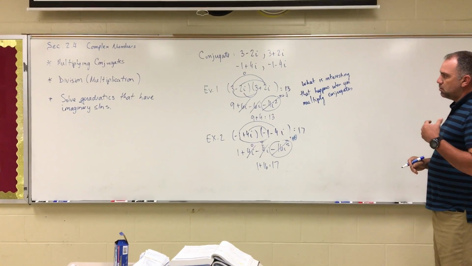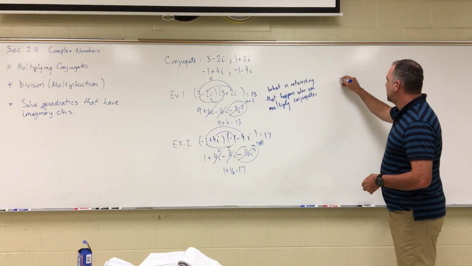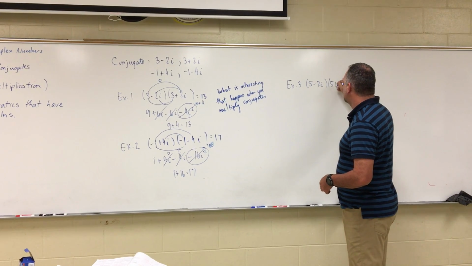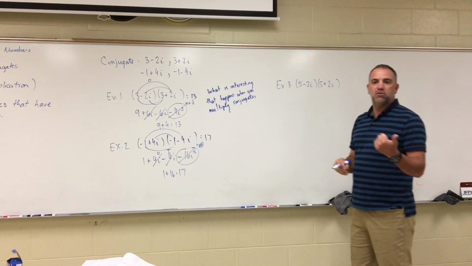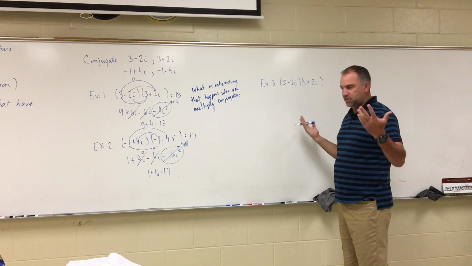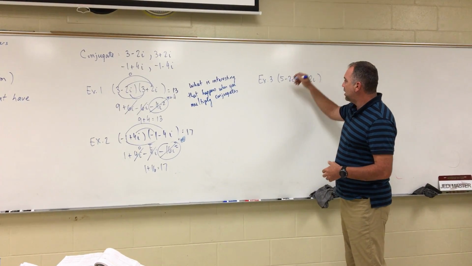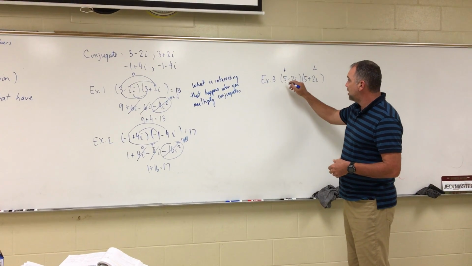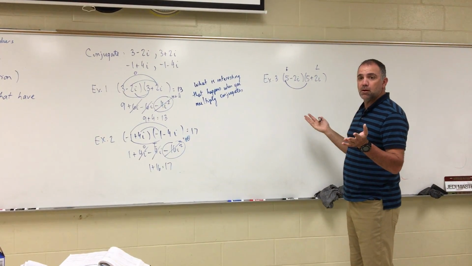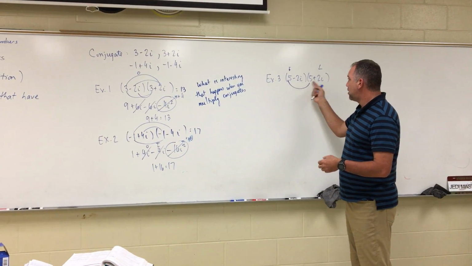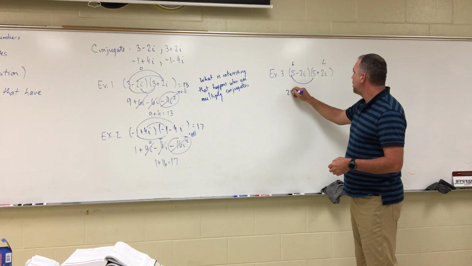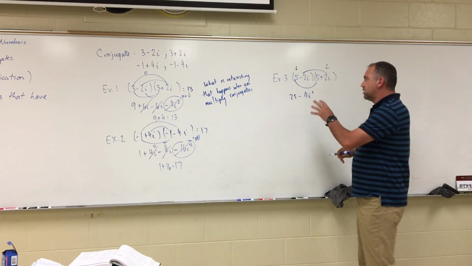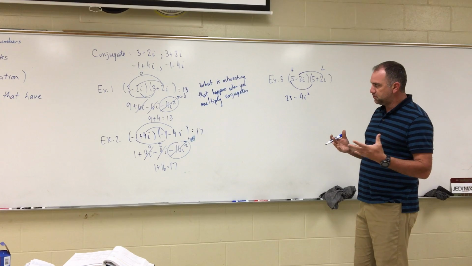So if we have one more, let's say this example 3 here, 5 minus 2i, 5 plus 2i. So first question is, are they conjugates? The answer to that is yes. What I can do is, I need only do first and last, because if I multiply first and last, I know outer and inner are gonna cancel. So I can just save time. So if I multiply first, we get 25. We do last, we get negative 4i squared. I can skip outer and inner if I want, only for conjugates.